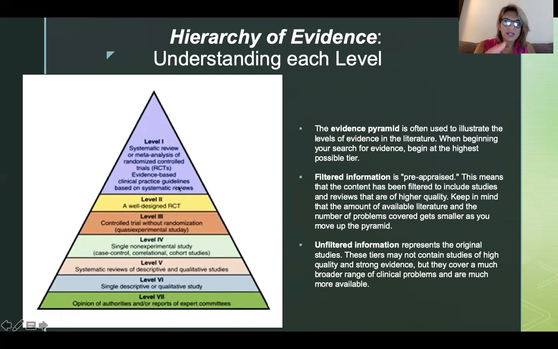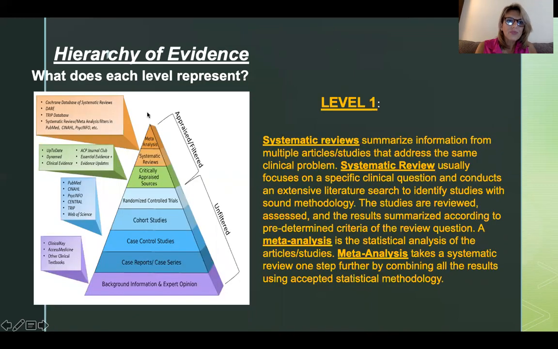So what I did in the next few slides is I went through each particular level, specifically looking at what each one is composed of. So what is a systematic review? What is a meta-analysis? What are randomized controlled trials? So just follow along with me here. I particularly like this pyramid diagram the best of all of them. For a couple of reasons.